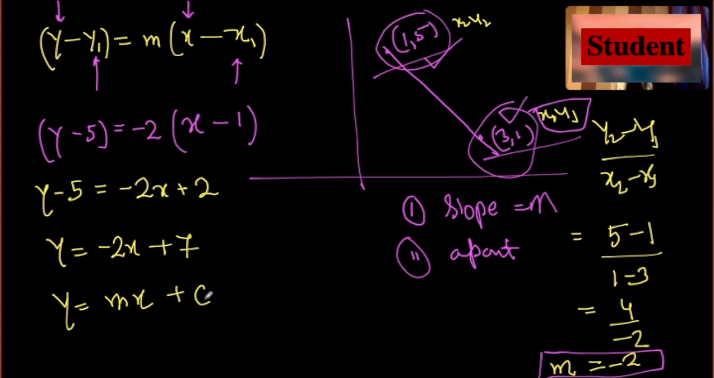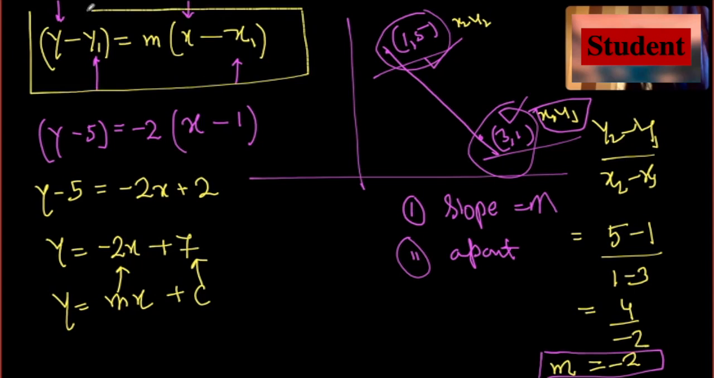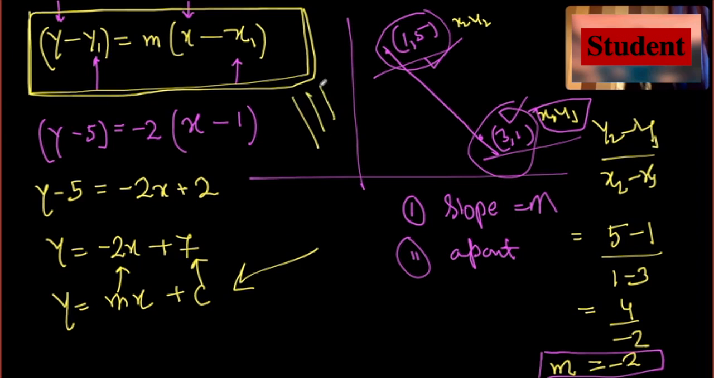You got it? Because from here you can realize that your slope is minus 2 and your y-intercept is 7. So this is the origin of a straight line. This is very, very important: y minus y1 is equal to m times (x minus x1). People concentrate on the other form, but always concentrate on this one, because this has come from here. You can see that.